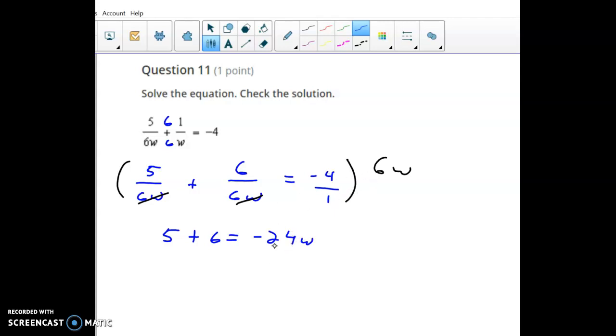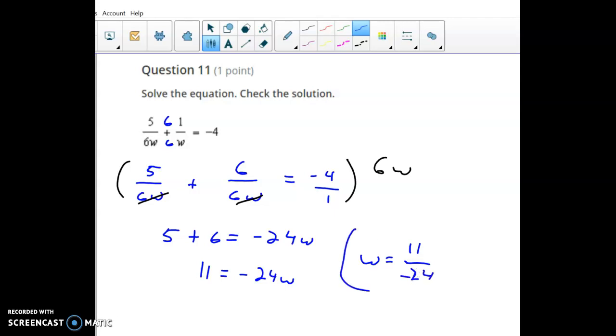So it actually looks quite a bit different. You don't just have just the numerator. All right, and then 5 plus 6 is 11. And now divide by -24. Sorry, my thing is, I don't know why that's not working, but that should be a W. So divide by -24, and so we have 11 divided by -24 as our answer.